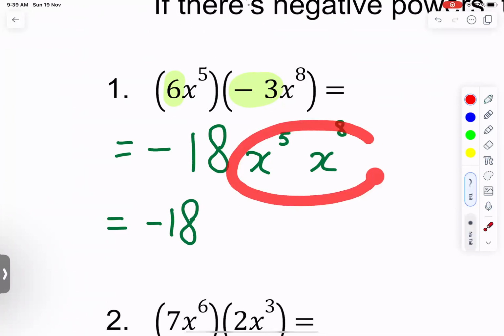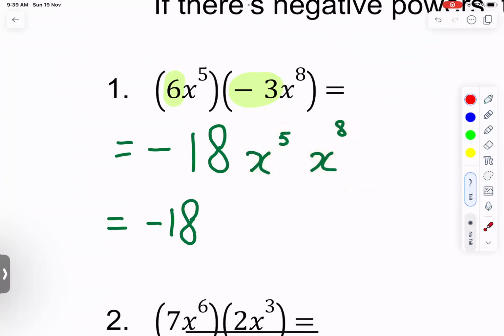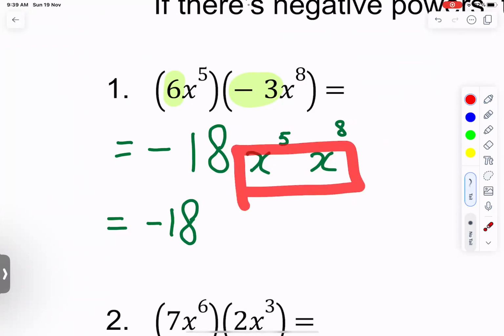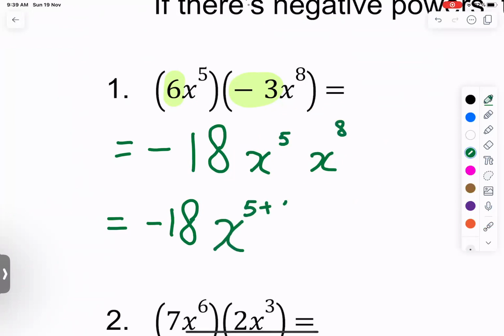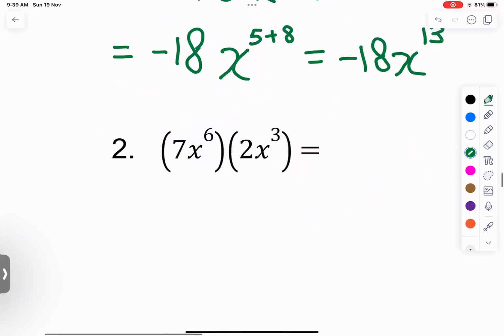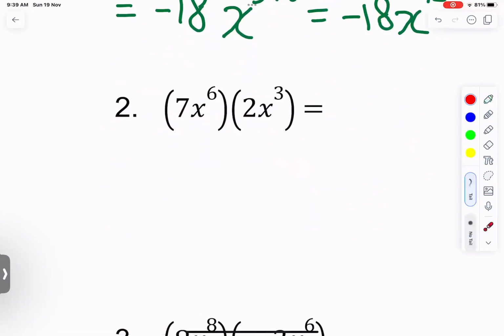And then how about the unknowns? They are together, right? That means they're multiplying. If they are multiplying with the same base, they both have x, the powers will add up. 5 plus 8 is 13. Good. So smart.